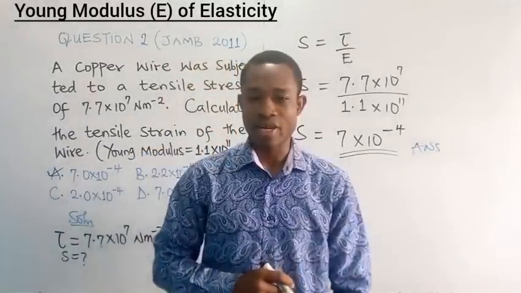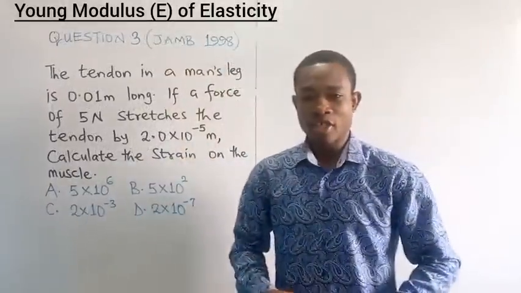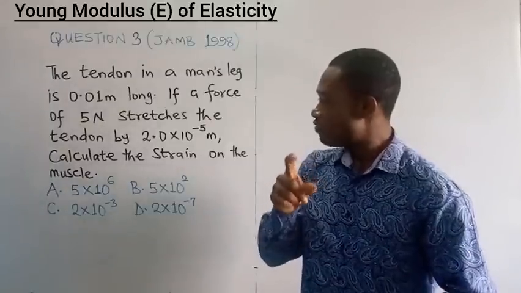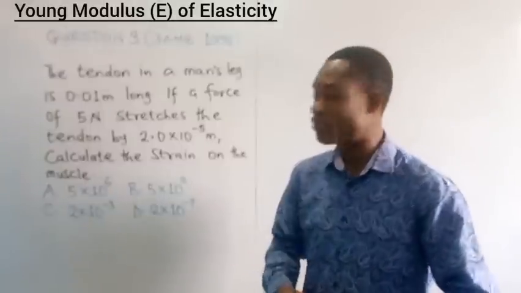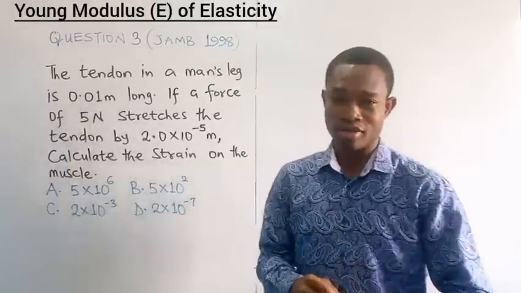Okay, let us take our next question, number 3. Question number 3 reads, the tendon in a man's leg is 0.01 meter long. If a force of 5 newtons stretches the tendon by 2.0 times 10 to the power of minus 5 meter, calculate the strain on the muscle.